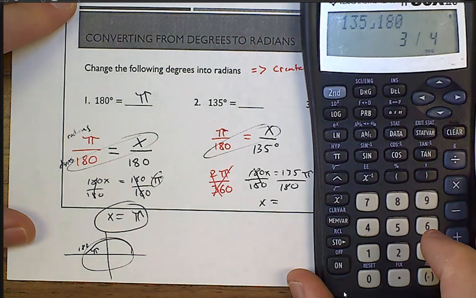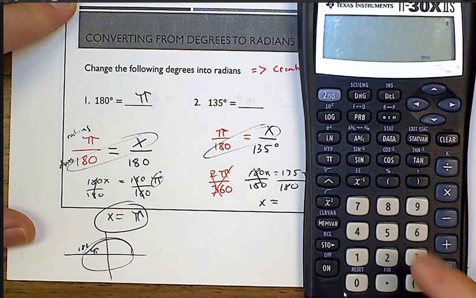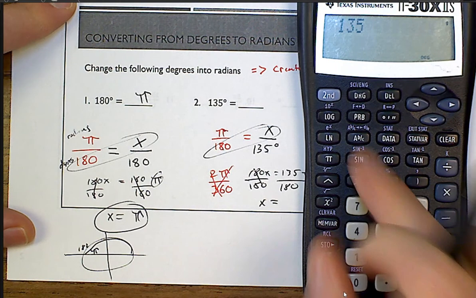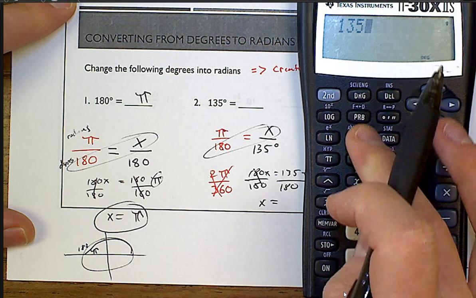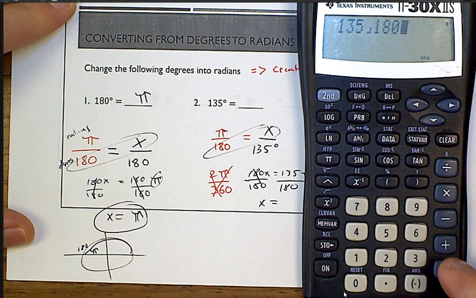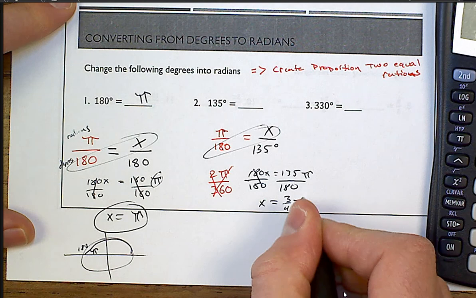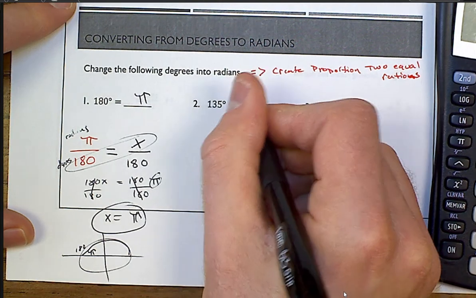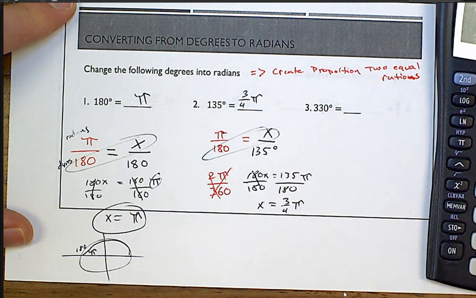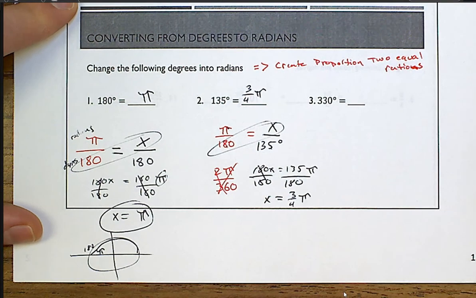Sorry, let me do that again so you can see. Use the fraction bar. So 135. This is your fraction button. It says A, B divided by C, and then over 180, and then it reduces your fraction for you, so 3/4 pi. So 3/4 pi. Don't forget your pi, because remember radians are always within pi. Okay, try number 3 on your own, hit pause, and then see how you did.